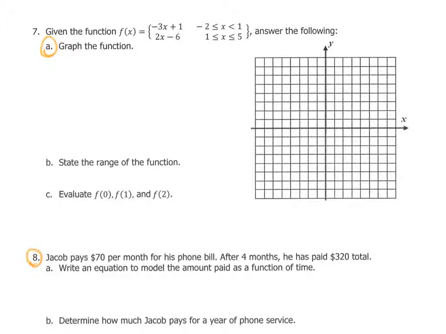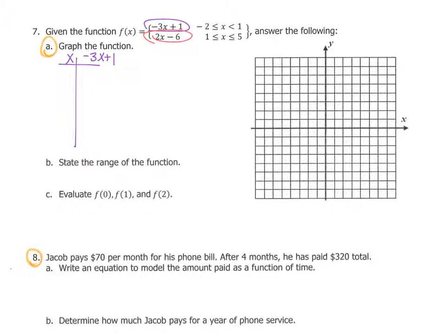Number 7 says, given the function f of x equals negative 3x plus 1 and 2x minus 6, with all this crazy x stuff on the right-hand side, answer the following. Graph the function. So, I see here 2 equations, which means that I'm making 2 tables. So I'm going to make the first table x, negative 3x plus 1.